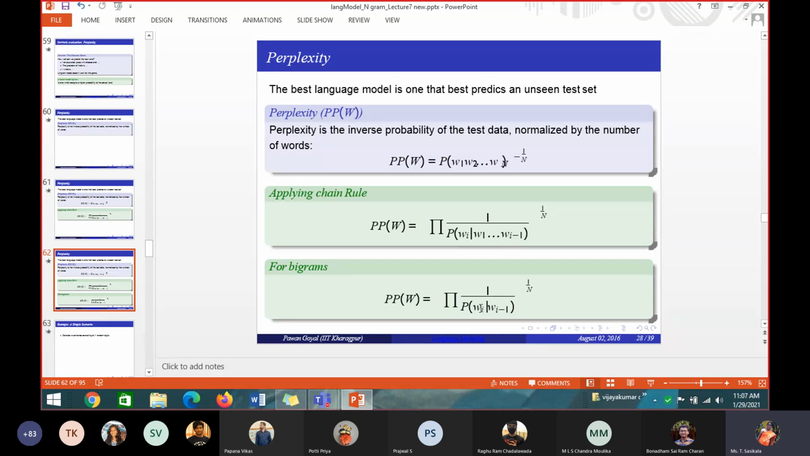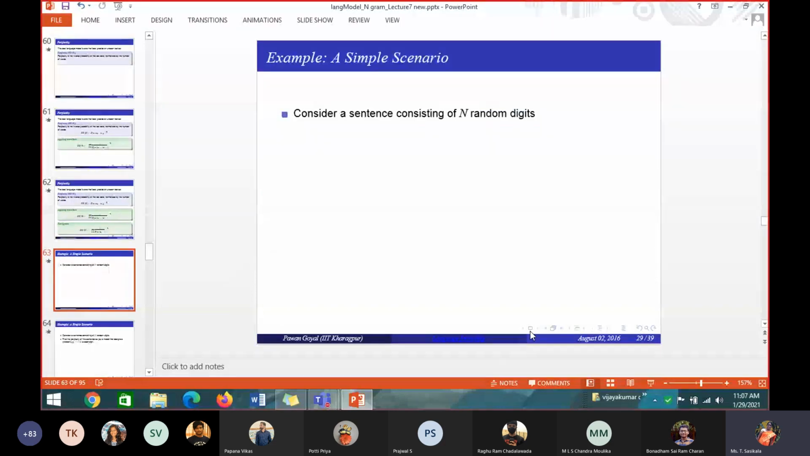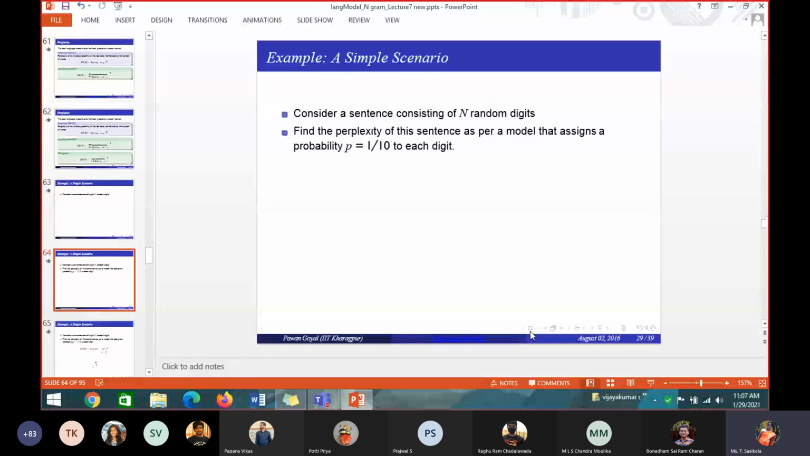Okay, so now we will see a simple scenario, an example for perplexity. I have a sentence which contains n random digits. Take that, I have n random digits. Now assume that I have one model which assigns a probability of 1 by 10 to each digit.